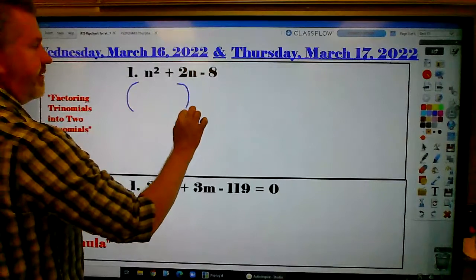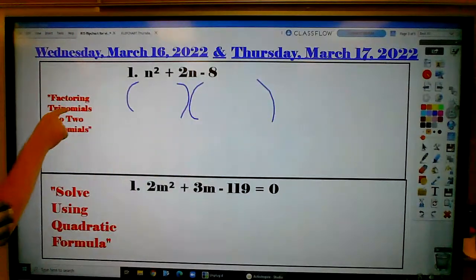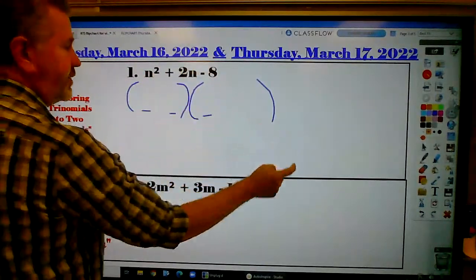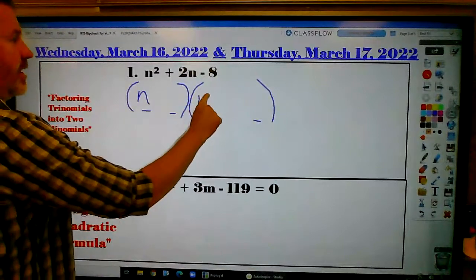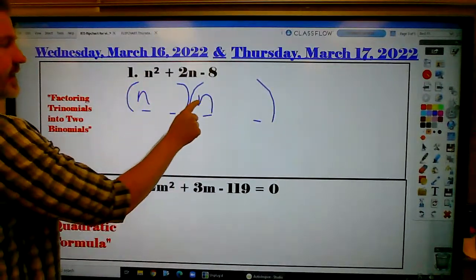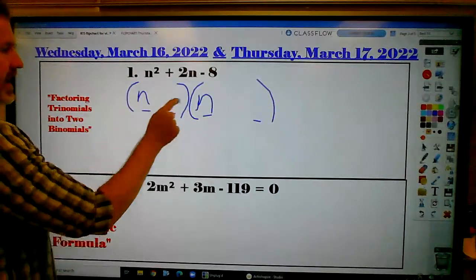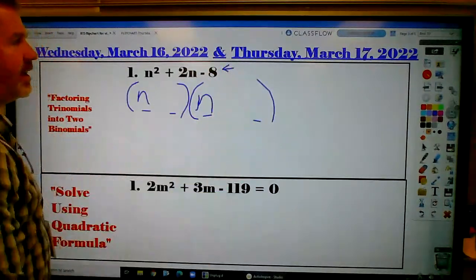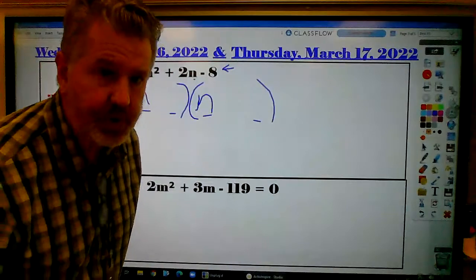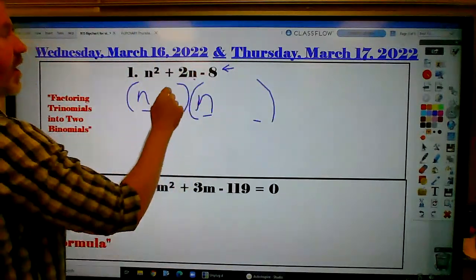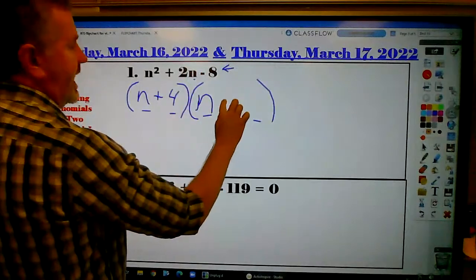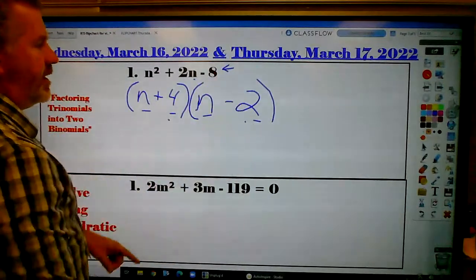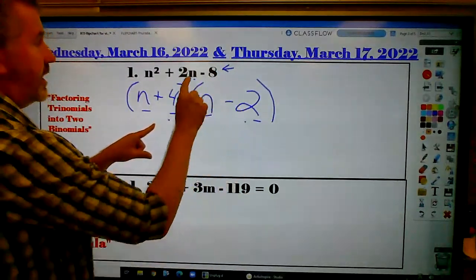This is going to factor into 2 binomials. It's called trinomial into 2 binomials. There's a trinomial, 3 terms. This is 2 binomials. Each one of them is going to have 2 terms. The first term is just the square root of that term, or what multiplies to get that first term. N times n gives n squared. So n and n go here. Now, our 2 numbers that go here and here have to multiply to get that, and at the same time, the same 2 numbers add to get this. All right? So I'm going to go with plus 4. I've been doing this a long time, so I have a feel for it. Plus 4 minus 2. Plus 4 minus 2 multiply to -8. And they also, at the same time, the same 2 numbers add up to 2.